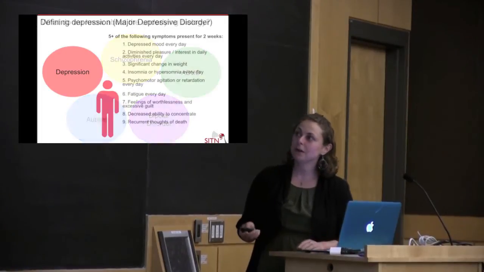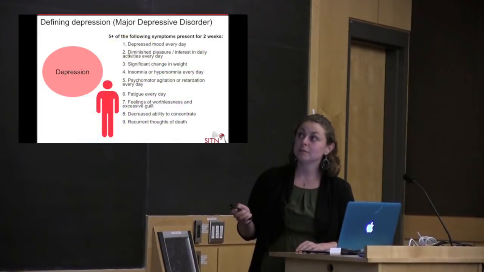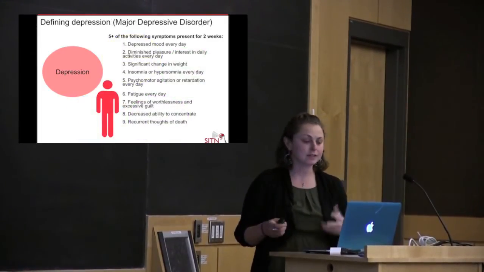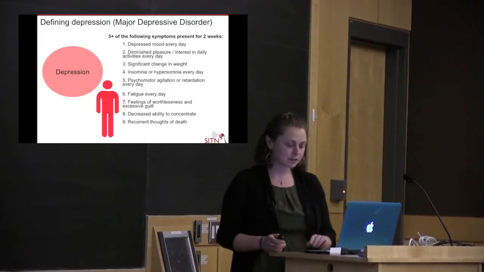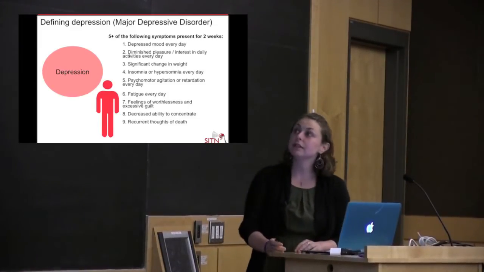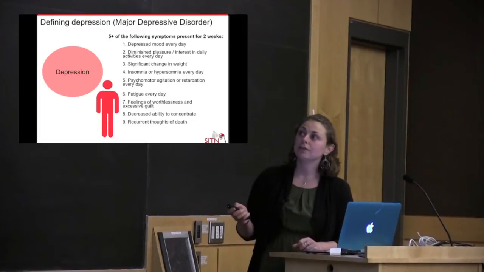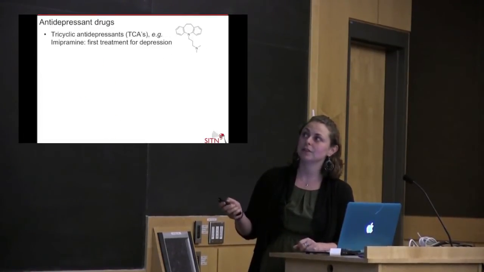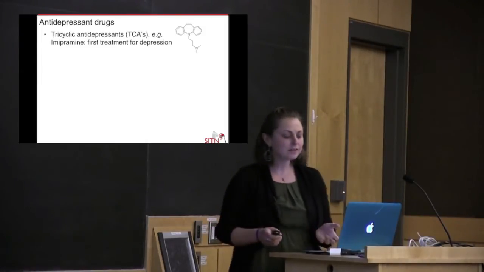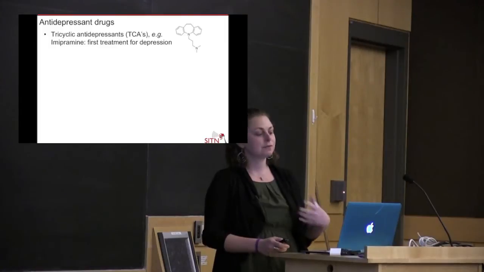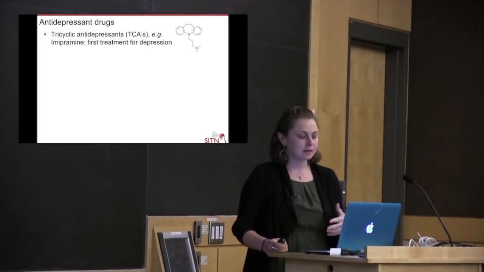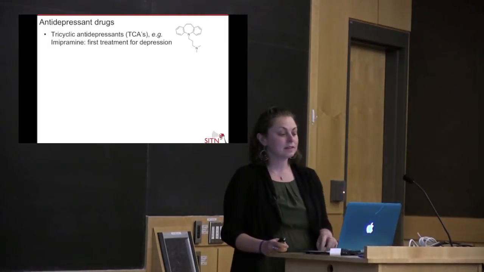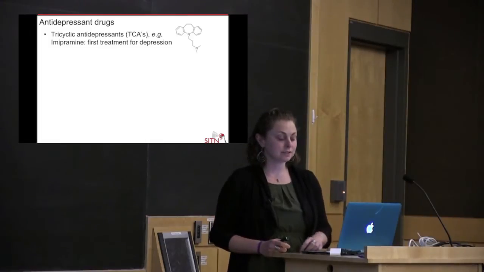So we talked about depression being characterized by depressed mood and diminished pleasure or interest in daily activities, along with some other symptoms. Now, the first drugs used to treat this disorder were called tricyclic antidepressants, or TCAs, named after their chemical structure shown here, which contains these 3 cyclic rings. And it's kind of an interesting story. These drugs were first developed with the intent to treat psychotic disorders such as schizophrenia.